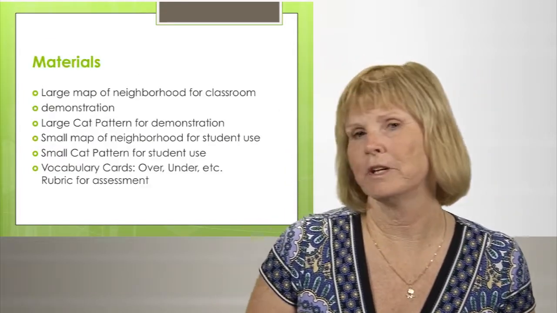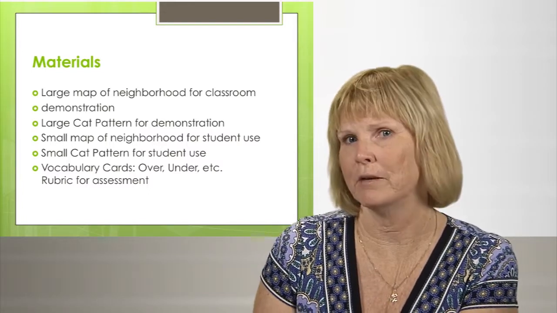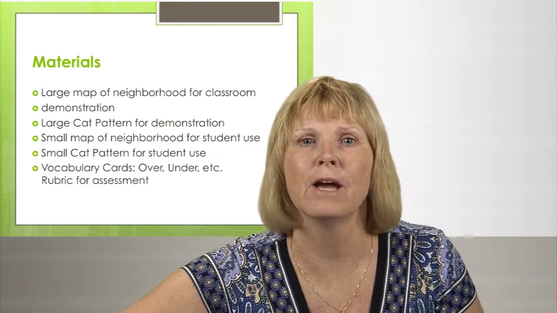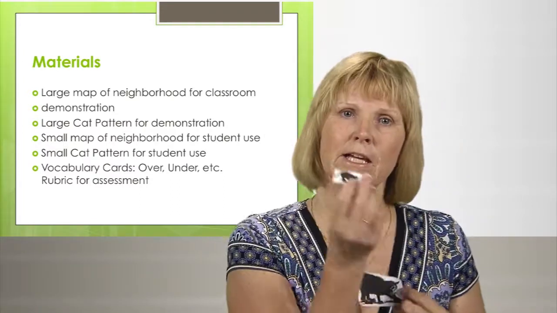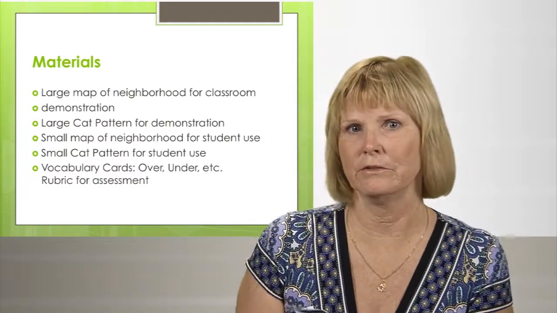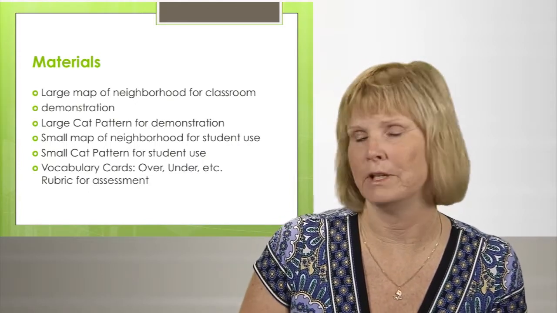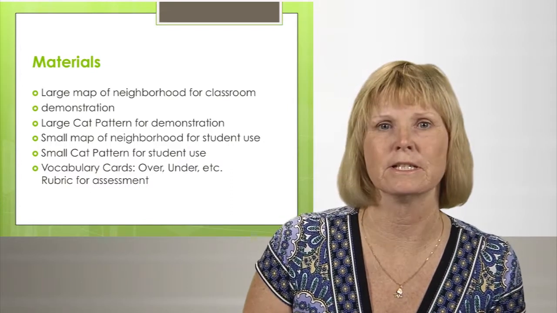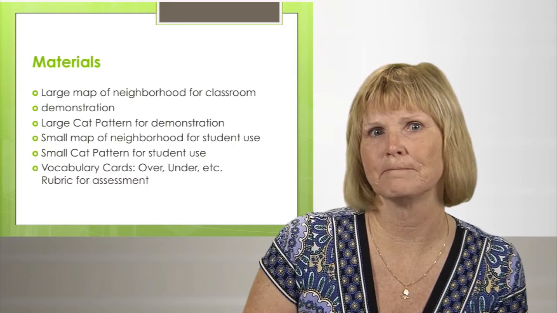So our materials we're going to need for this lesson, we'll have a large map of a neighborhood that I will show you in just a second. You're going to need a large cat pattern, and I have here for you the large cat pattern and the small one that we're going to use. And there's also some vocabulary cards that will be used in this one. And of course we'll have a rubric at the end so that you can assess to see if your students are able to accomplish their objectives.